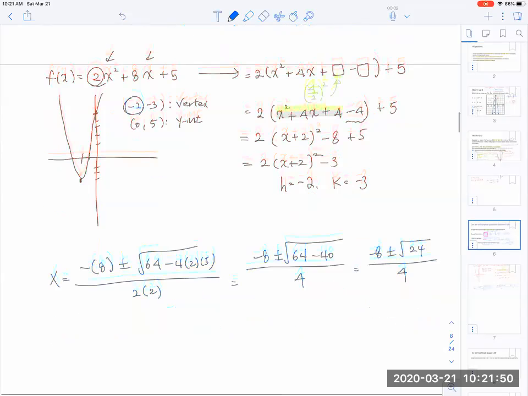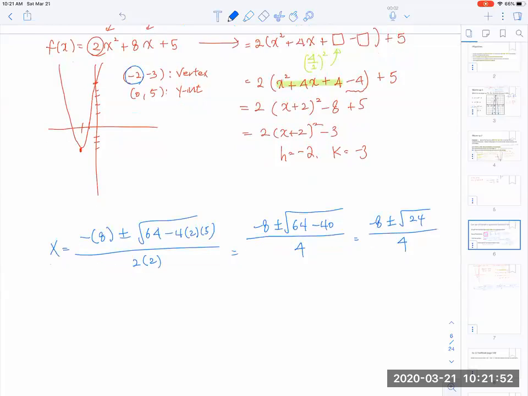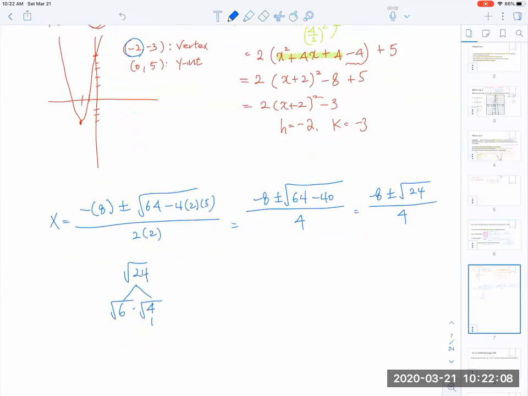Okay, what I want to do is factor 24, because here, if I have radical 24, this is going to be 6 times 4. Radical 6 times radical 4 is the same as radical 24, right? Again, radical 4 simplifies to 2. This one we cannot factor anymore. So this is going to be radical 6 times 2, or 2 radical 6. I changed the order, it does not matter. So now this is going to be -8 plus or minus 2 radical 6, over 4.